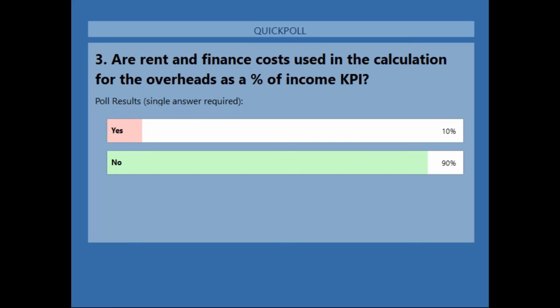Okay, so the majority of you say no, it isn't included, and you'll be right. Rent and finance isn't included in the calculation for that particular KPI. Okay, super.